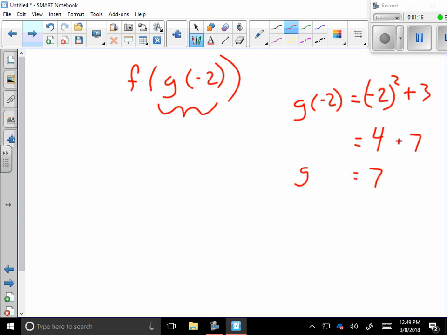So g of negative 2 means when you use the g function, put negative 2 in for x, you get 7 as your answer. So you take that answer and replace the g of negative 2. So instead of f of g of negative 2, we know g of negative 2 is 7. We're now trying to find f of 7. The f function is x minus 5, so this will be 7 minus 5, which would be 2.